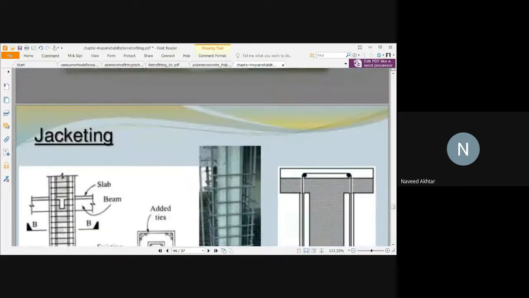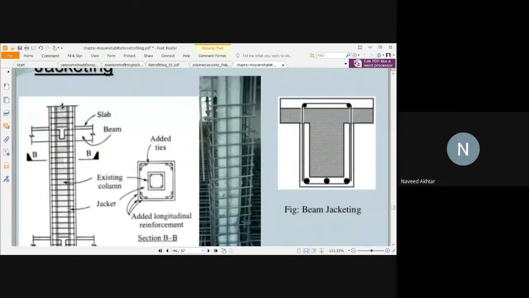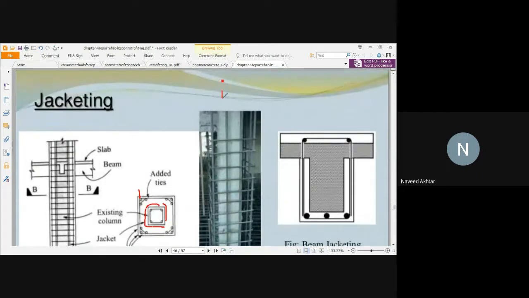You can see the dimension of the column is increased here. Previously, this is the existing column, which is weak and not able to take the load. Then additional reinforcement is provided, and then additional concrete is cast, and that is nothing but what is called the jacketing of the column. You can see this figure.